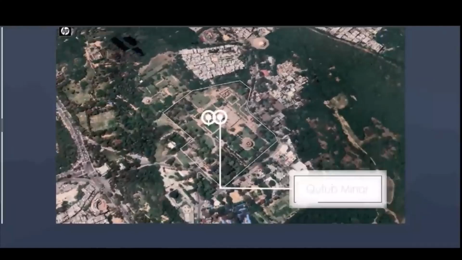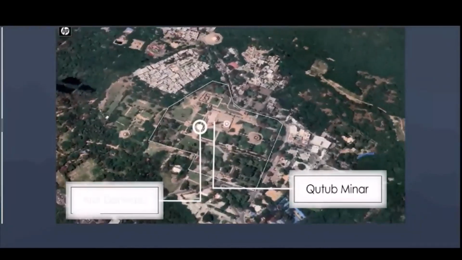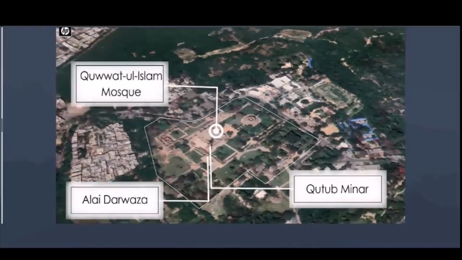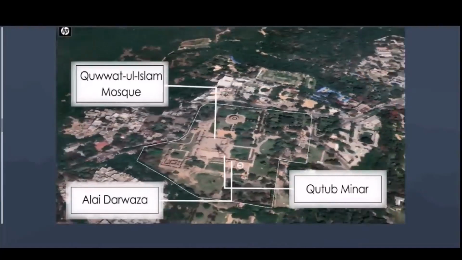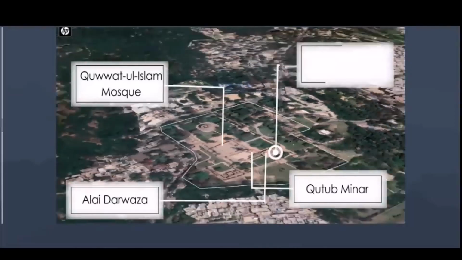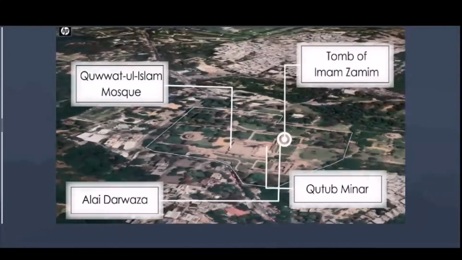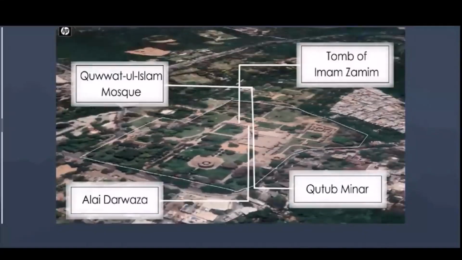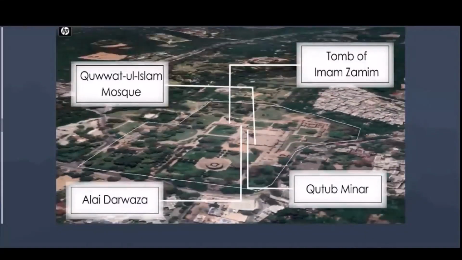So the entire complex has several monuments in various stages of damage. In the complex, we worked on these four structures: the Quwwatul Islam Mosque, the Alai Darwaza, the Tomb of Imam Zamin, and the Minar itself.